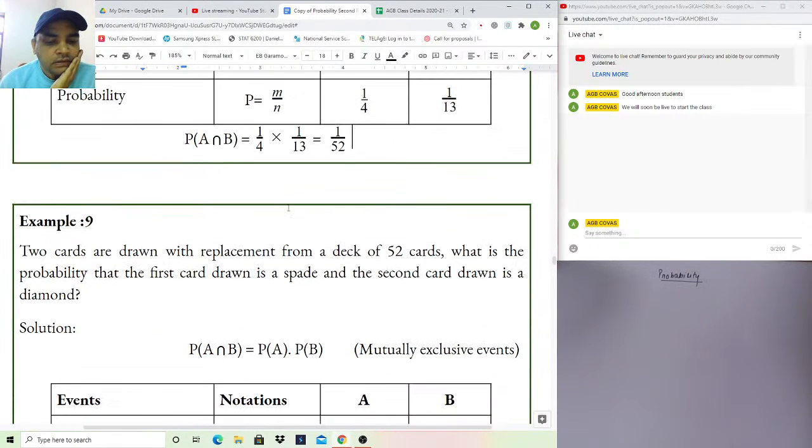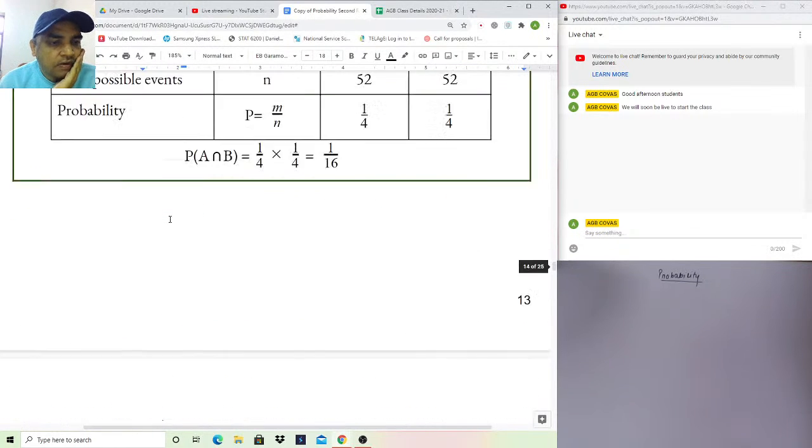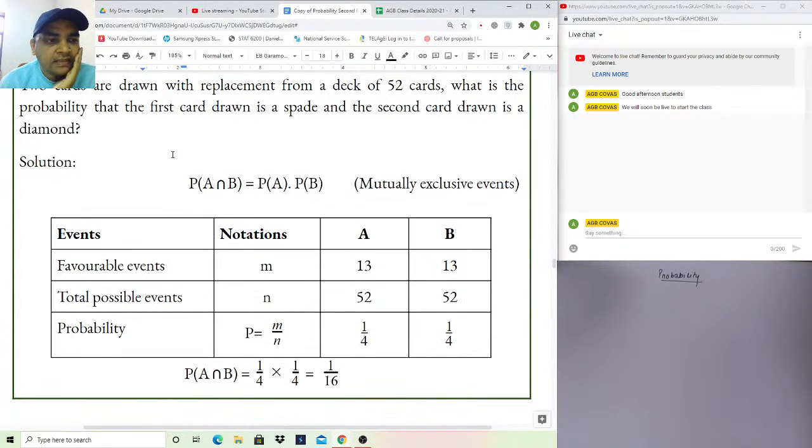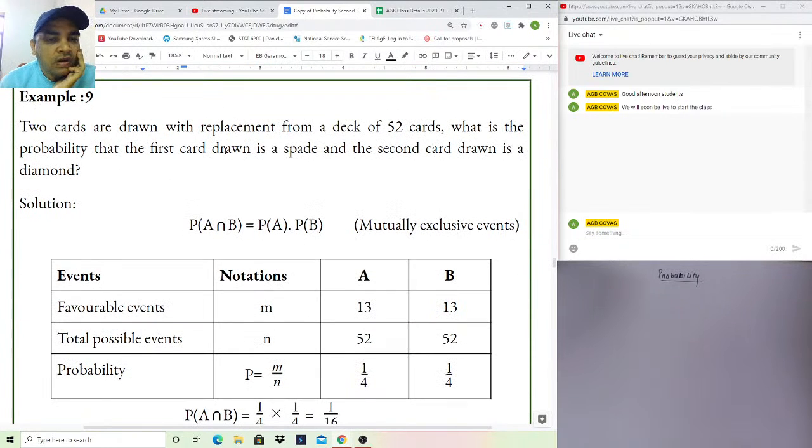So this solves this problem, and we have only one more small example. Two cards are drawn with replacement from the deck of 52 cards. What is the probability that the first card drawn is a spade and the second card drawn is a diamond? One should be a spade and another should be a diamond.